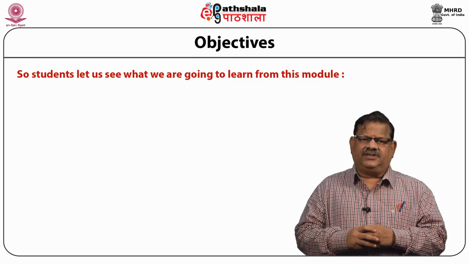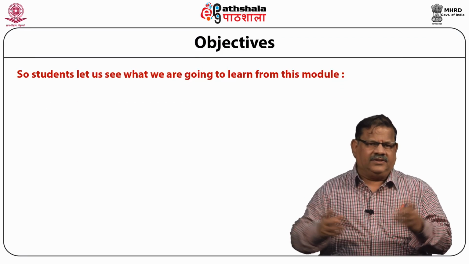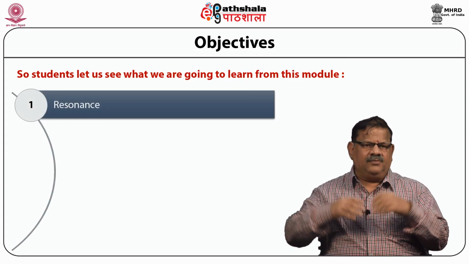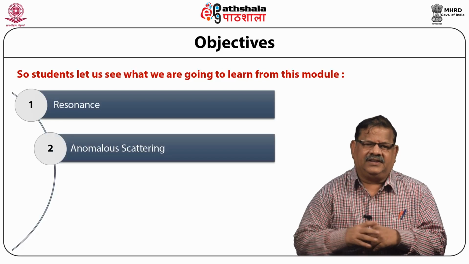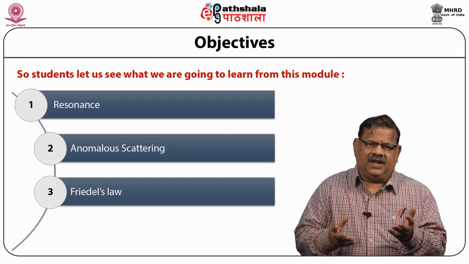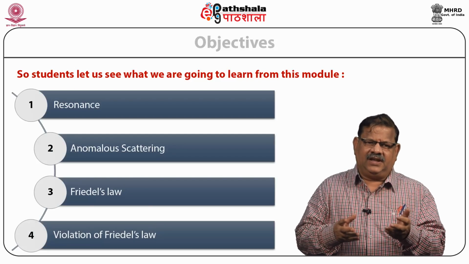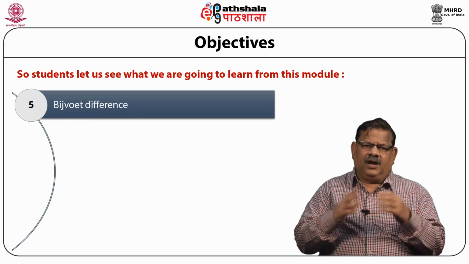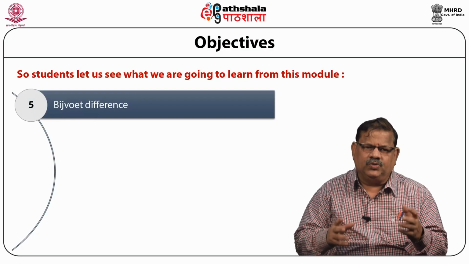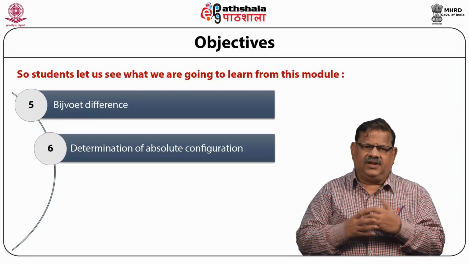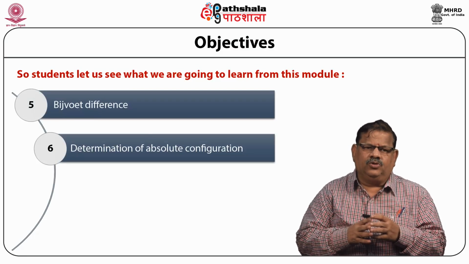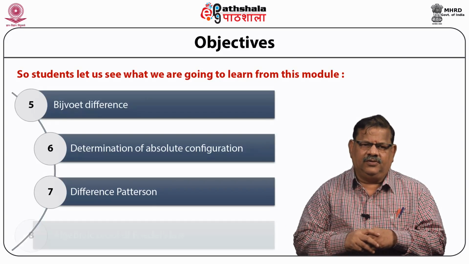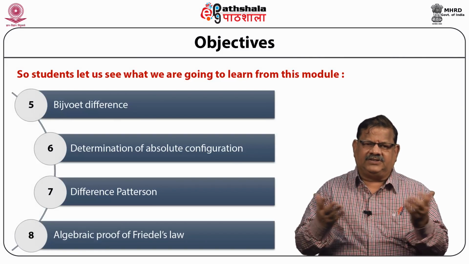So students, let us see what we are going to learn in this module as objectives. First of all, I am going to tell you what I mean by resonance. Then I am going to explain what I mean by anomalous scattering. Then Friedel's law. Then violation of Friedel's law. I am also going to explain what I mean by the Bijvoet difference and how this Bijvoet difference is going to be used to determine the absolute configuration of a molecule. Then I am going to teach you what you mean by a difference Patterson. Then finally, I am also going to give you an algebraic proof of Friedel's law.